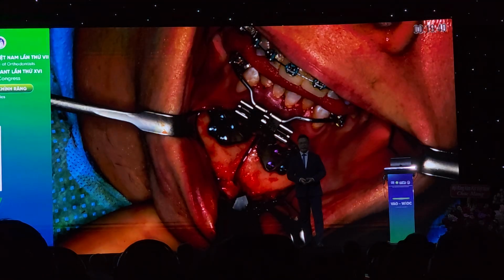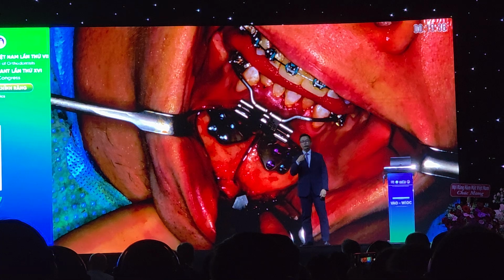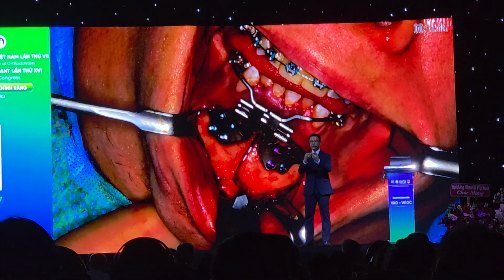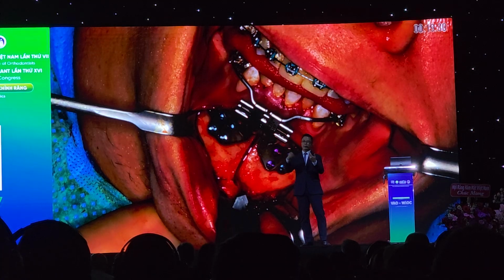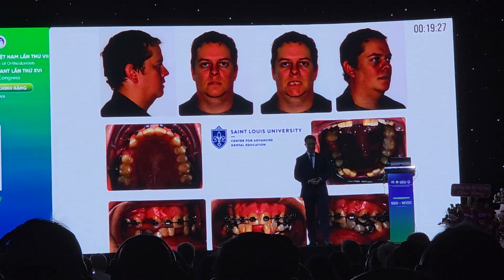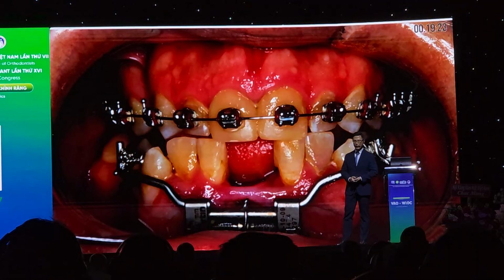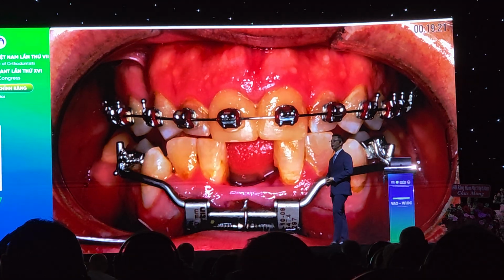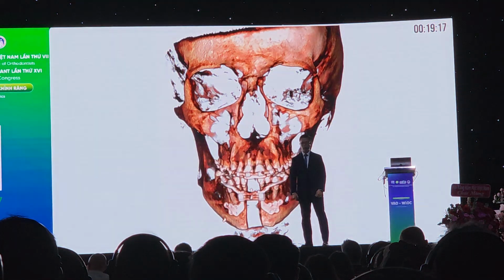And once you put it in, you split the lower jaw, and make sure you turn the screw to separate the two segments. Once you confirm it, then you dial back and suture it up. And this is how much expansion we did for the lower jaw. We did about 10 millimeters of expansion for the lower. And that's the cone beam.